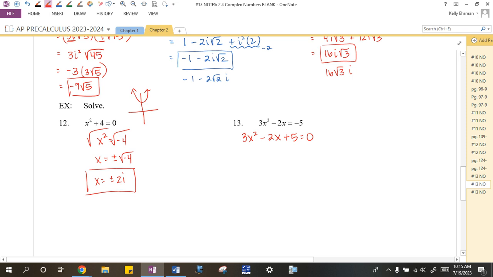I can't factor this one because you might be saying, oh, 3x and x, if I put 5 here and 1 here, I can get negative 2x in the middle. But remember, you're supposed to multiply to positive 5, and this multiplies to negative 5, so that doesn't work.